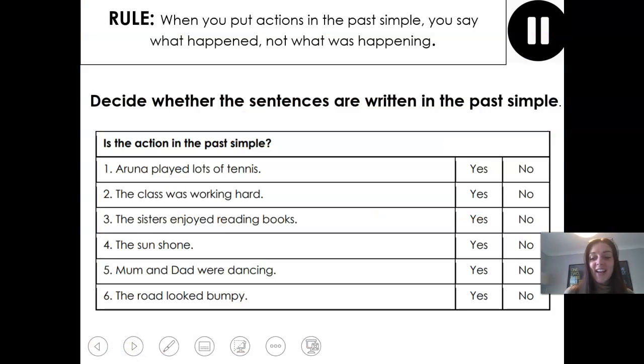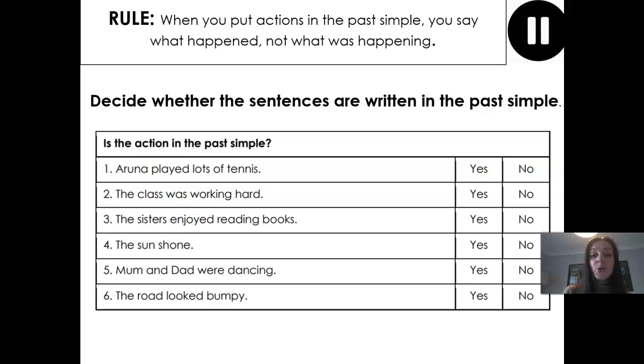Okay, pens in hands then for our final task. So we have a rule to apply this time. The rule is when you put actions in the past simple, you are saying what happened, not what was happening. For my year 7 class, we did quite a lot of this practice last half term, where we were correcting the sentences to say what happened, and we call that the past simple.